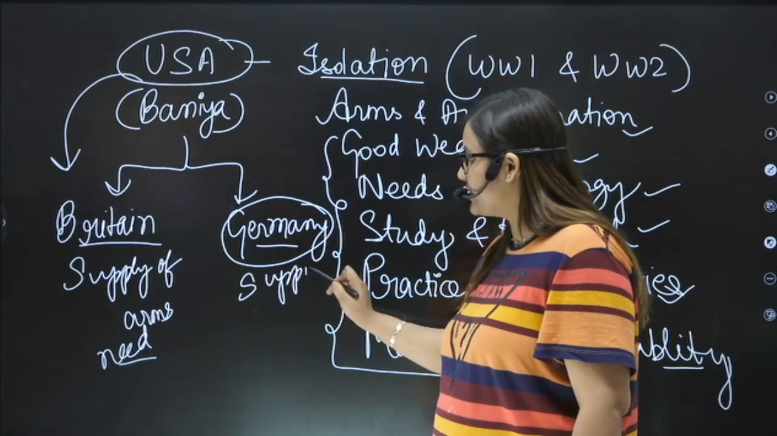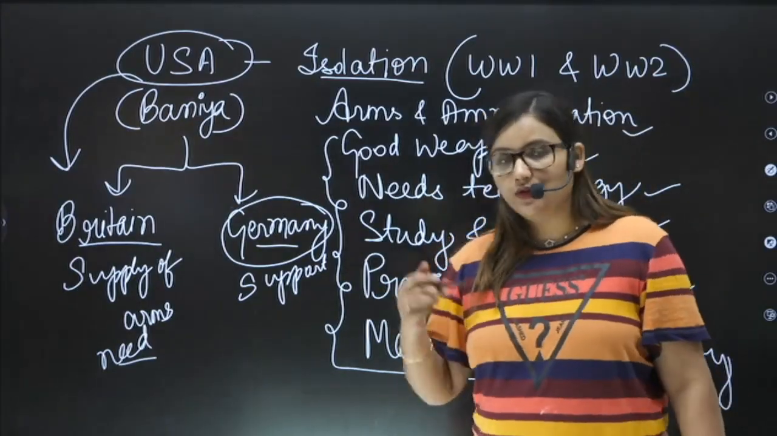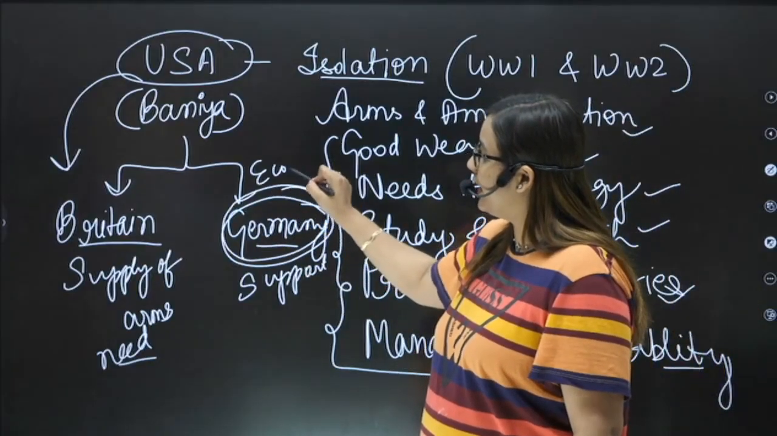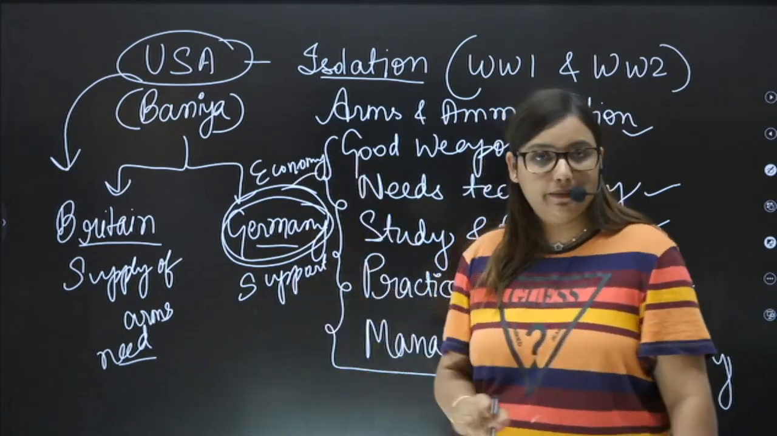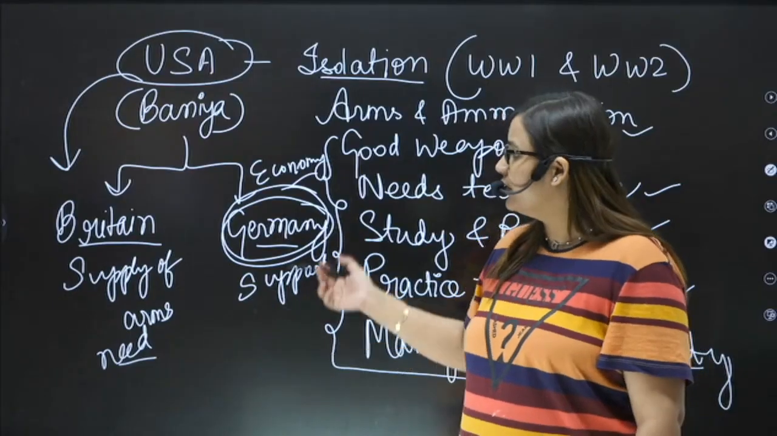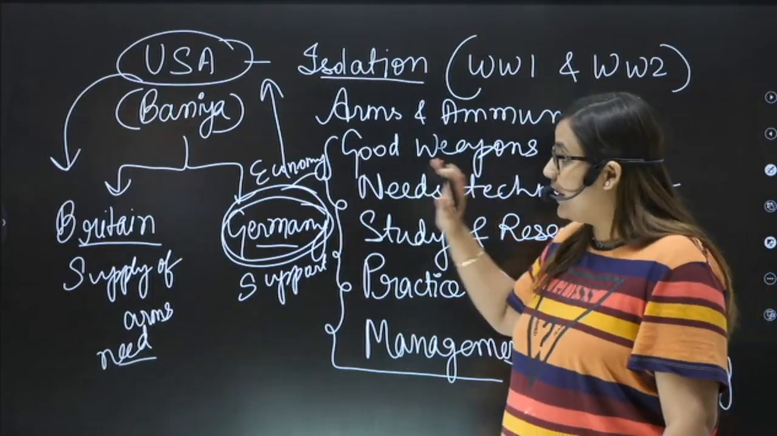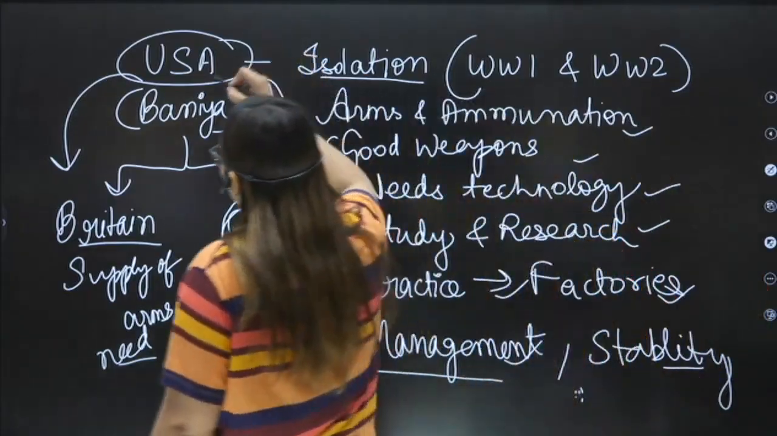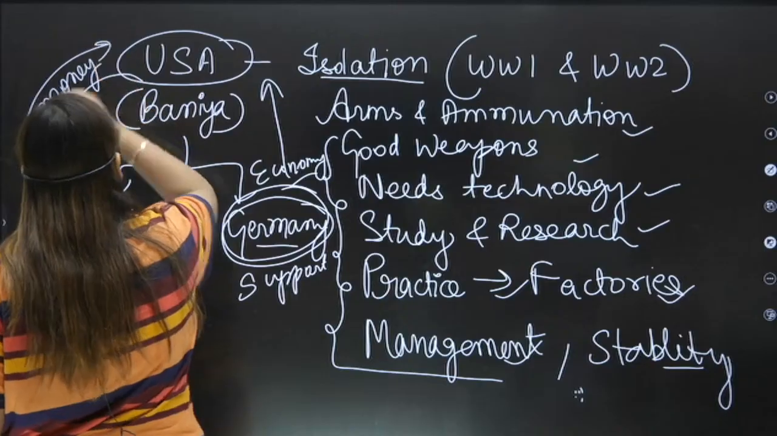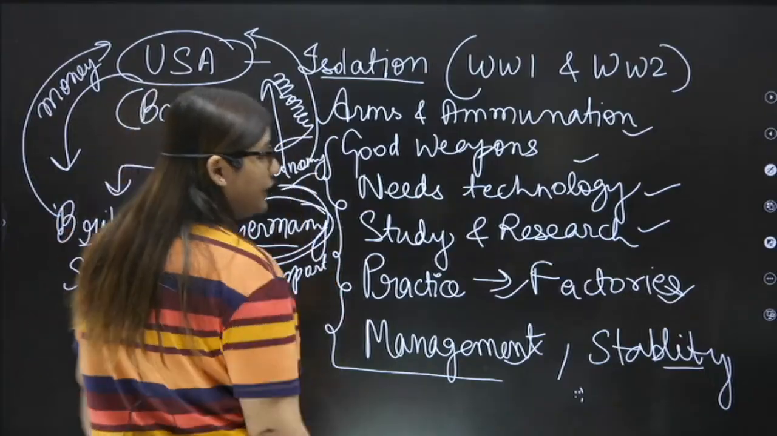So USA said, "Yes, I will support you also. I will supply arms to you. You just need to pay me well." It depends on your economy and wealth and savings that how much you can buy. If you have a good economy, if you have more power, if you have money, then you can just give me money and I'll give you arms and ammunitions. By doing this, USA got money payments from Britain also and from Germany also. Right?